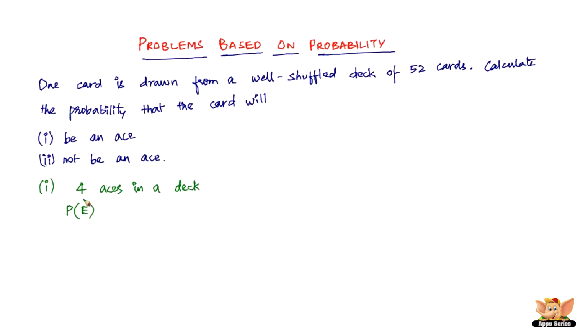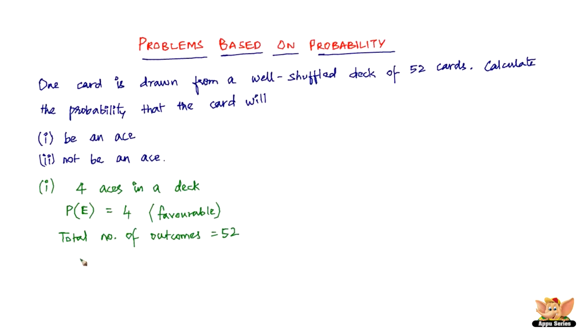So the number of outcomes favorable to the event E, that is P of E, is nothing but 4. Favorable outcomes here is nothing but 4, right? But what is the total number of outcomes? Total number of outcomes is 52, because there are 52 cards in a deck. So it can be anything, and you'll have to take everything into consideration. So that's going to be the total number of outcomes.